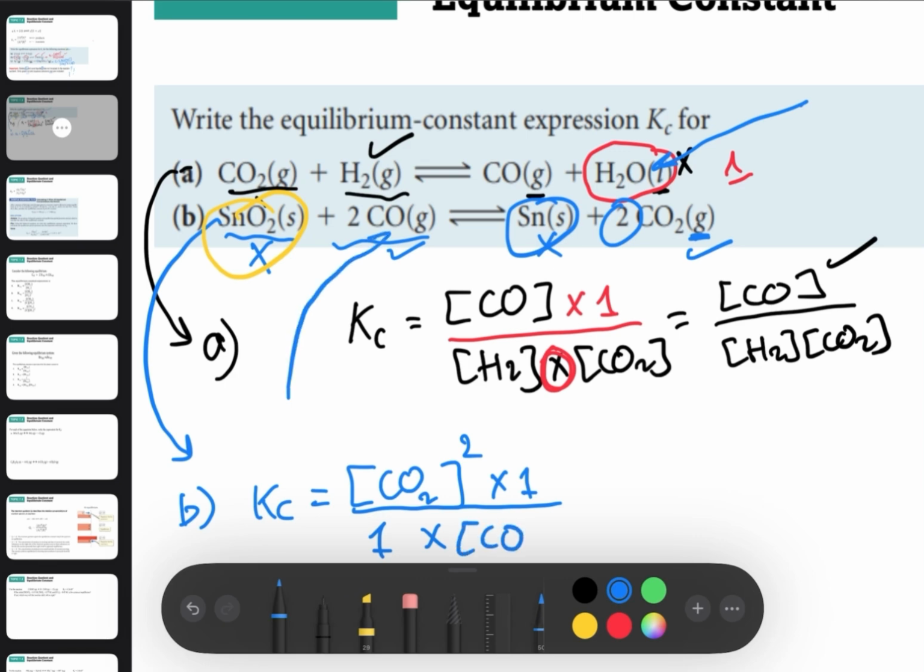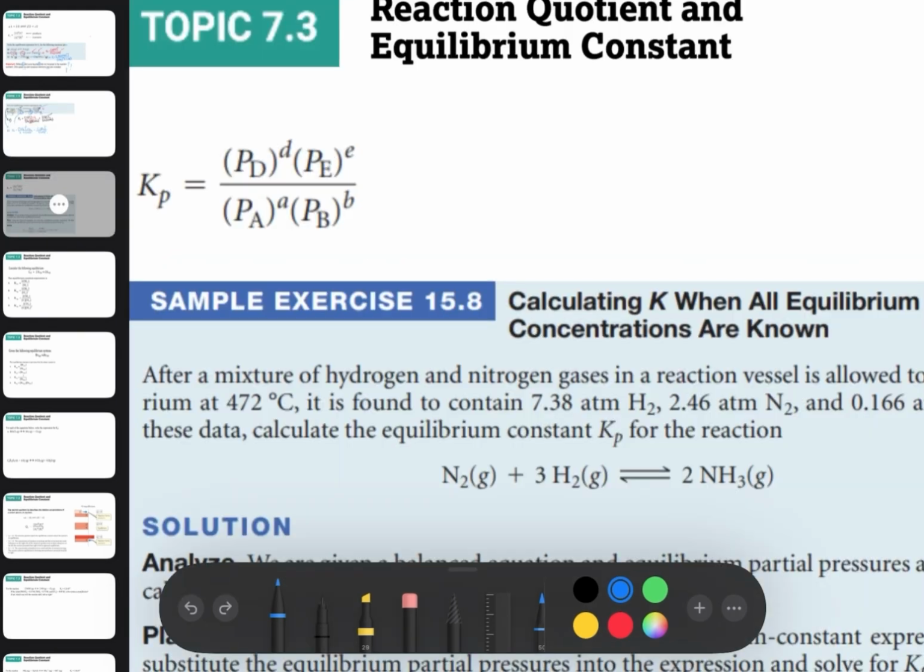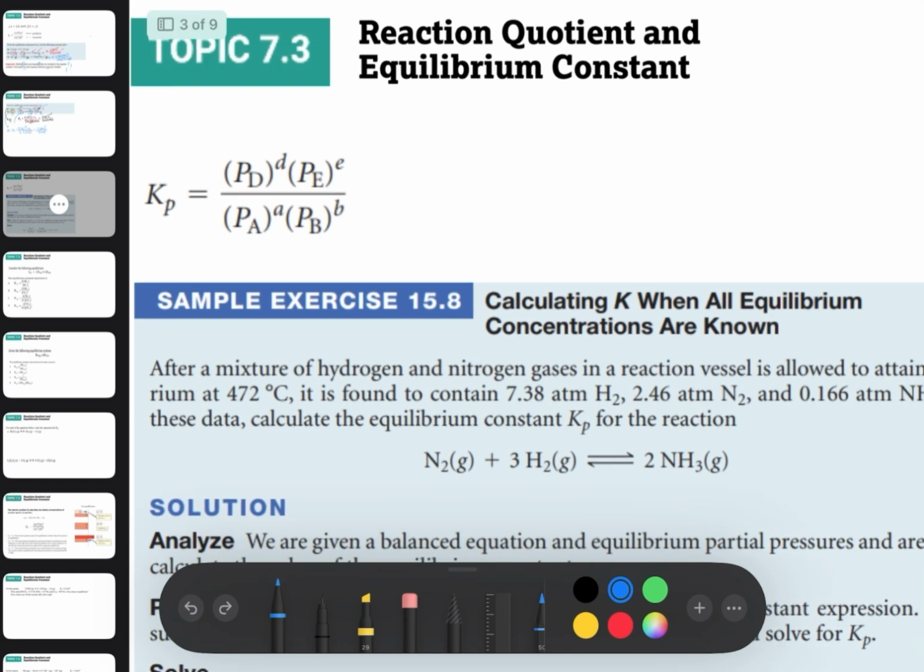We put CO to the power 2, and then it becomes CO2 to the power 2 over CO to the power 2. So this is the expression of Kc. So we have another type of equilibrium constant that is represented in terms of Kp. Since K represents the equilibrium constant, the small p here represents the pressure. At equilibrium, you have to keep in mind the pressure becomes constant.